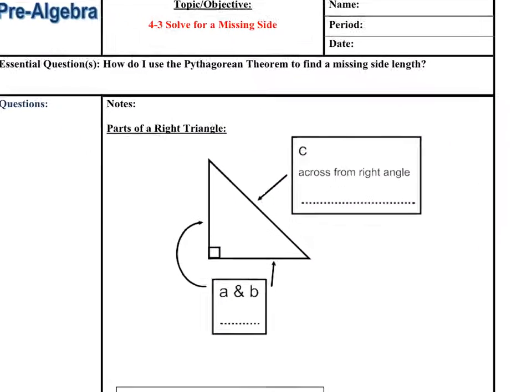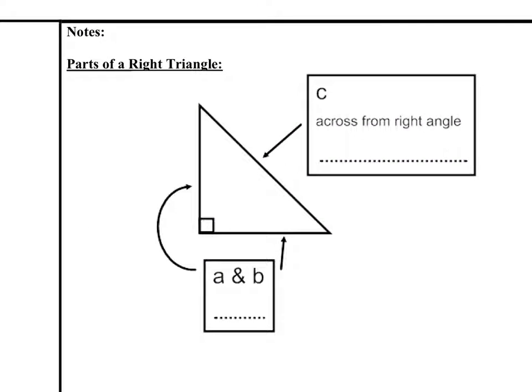Parts of a right triangle. The sides that touch, well, first off, what does this mean? Little square. What does it mean, Uriah? 90-degree angle. That's what that means, which is why we can only call it a right triangle if we have this little square and we know it's 90 degrees.